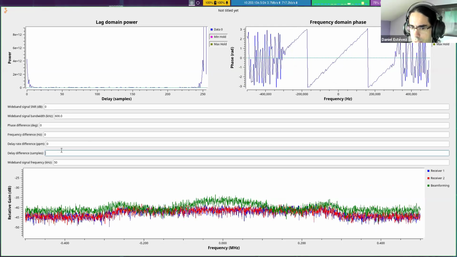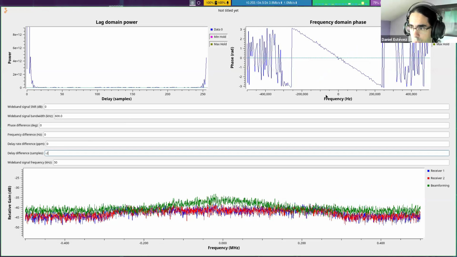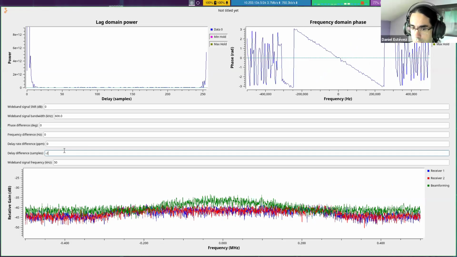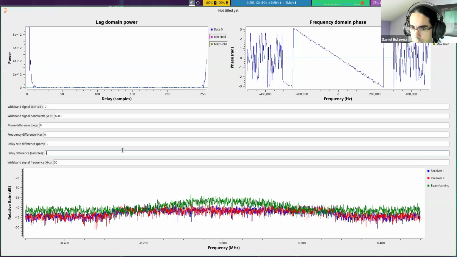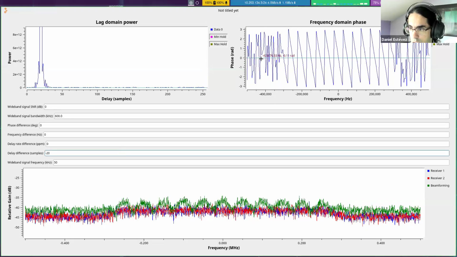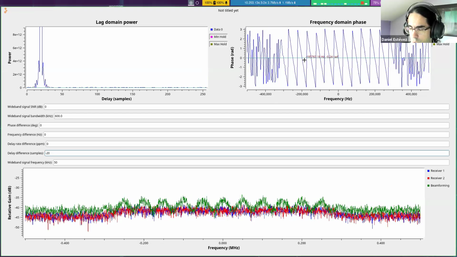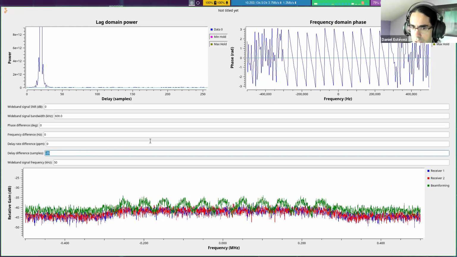3 samples, minus 2 samples, we can also do. It's the same thing, just negative slope. I don't know, minus 20 samples. There should be about 20 of these across the whole spectrum. So in this way, we can measure delay.